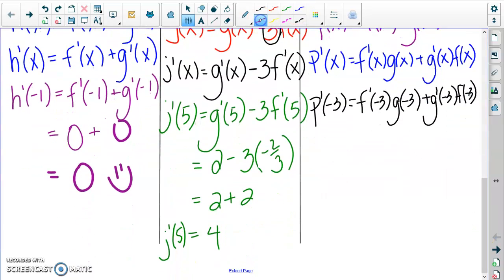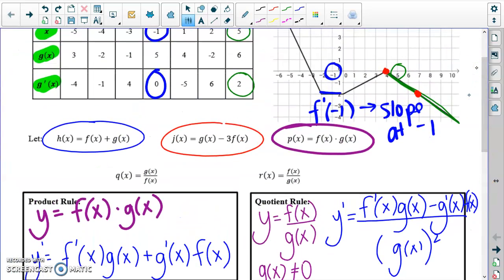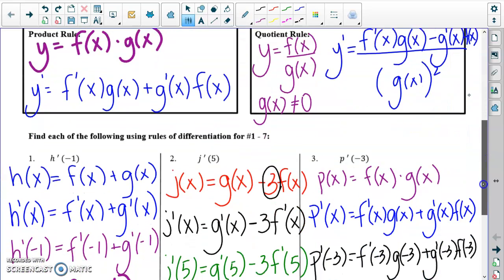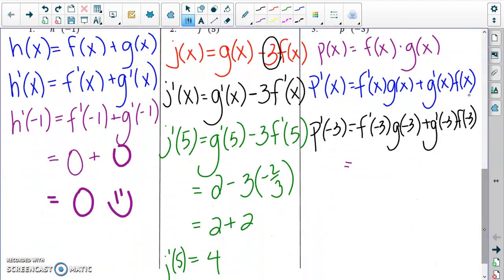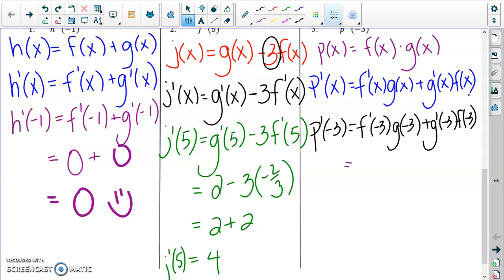Okay. And again, I'm going to go up and I'm going to look at the slope. So for f prime of -3, I need the slope of the line at -3. So here's -3. I need the slope of this line. Looks like the slope's going to be -2. So the slope of the line for my f function at -3 is going to be -2.